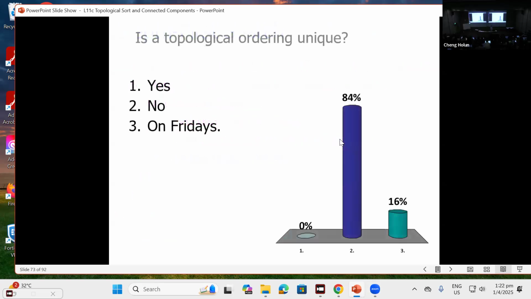Actually, there's another way. Sorry, before that, do you think the topological order is unique? That means if you give a graph, does it always have only one way to do it?